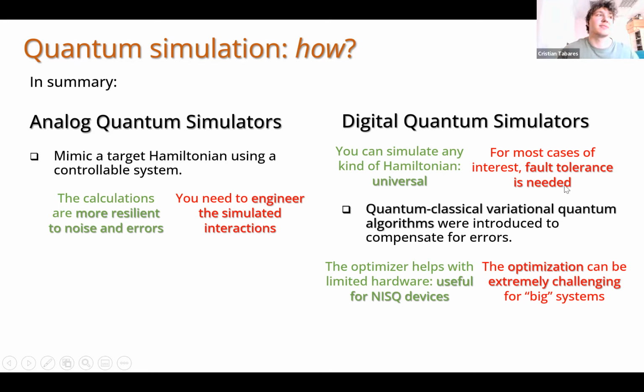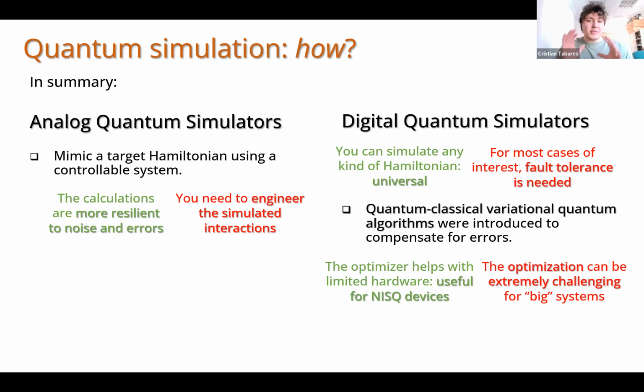But for most cases, they are useless, at least at the moment, because you need fault tolerance. You need to correct the errors. So to correct these errors, at least to some extent, we proposed the variational quantum algorithms, which are a quantum-classical loop. And here we use a classical optimizer to help us with the limited hardware. But the problem is that this optimization can be extremely challenging. And in general, these quantum algorithms are useless due to these problems.